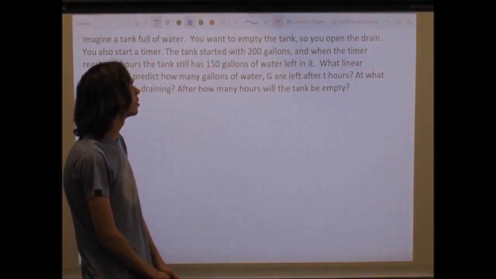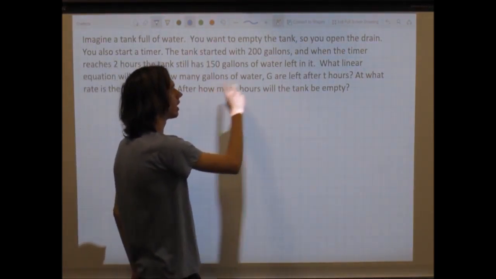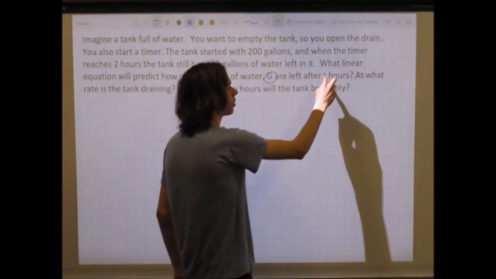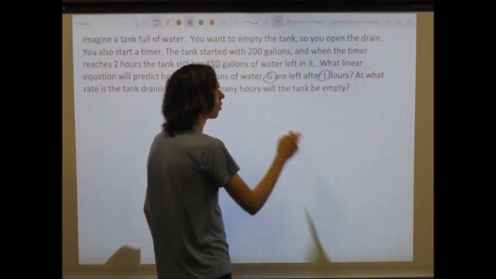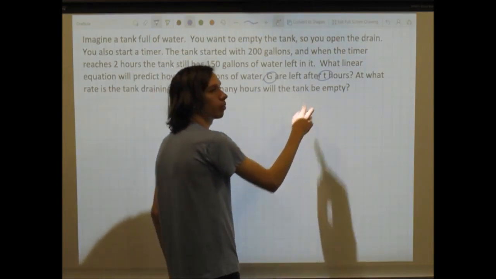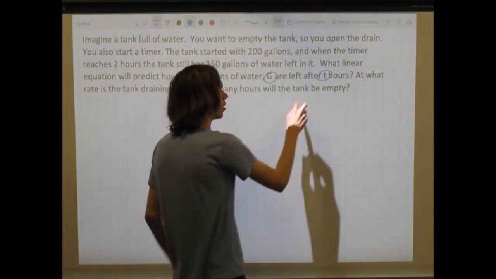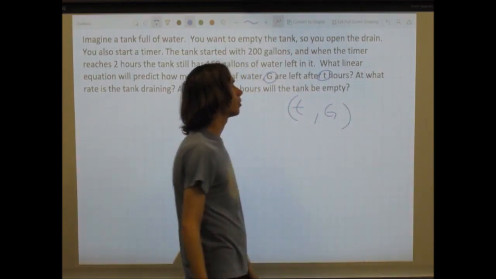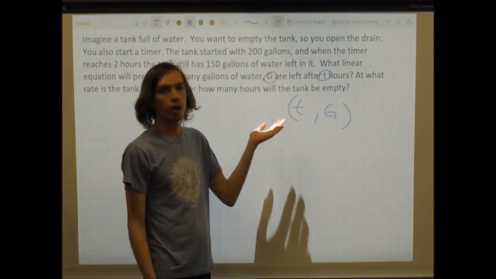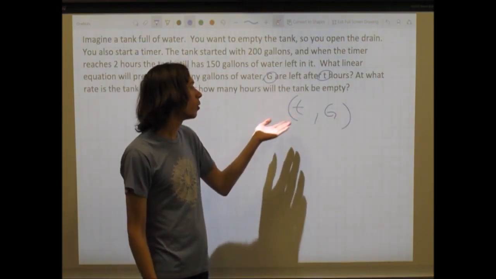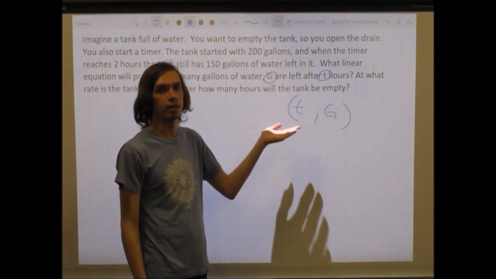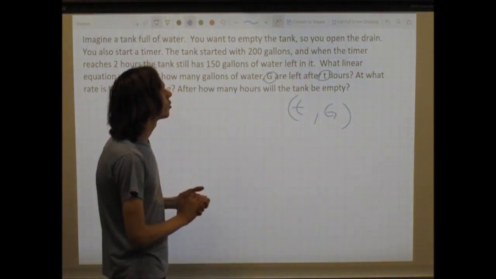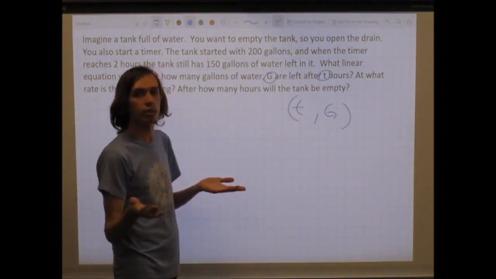Okay, so notice right off the bat that they say the gallons of water, they want that to be G, and the hours, they want that to be T. And so we're already looking at our coordinate pairs. We're going to be using coordinate pairs that are T comma G, in other words, hours comma gallons, right? Usually you always make the time your X value, or your first value in your coordinate pair. And also notice that they pretty much gave us 2 coordinate pairs.